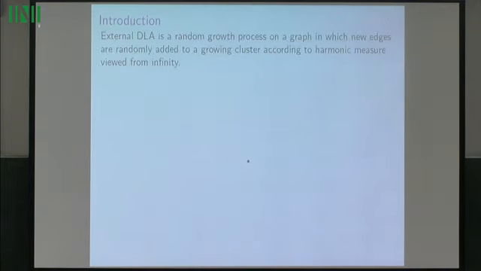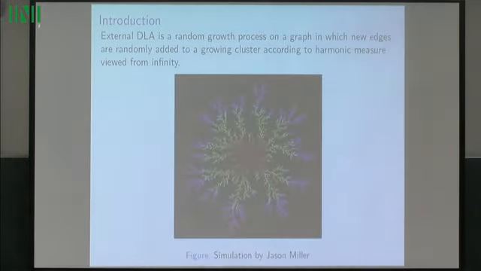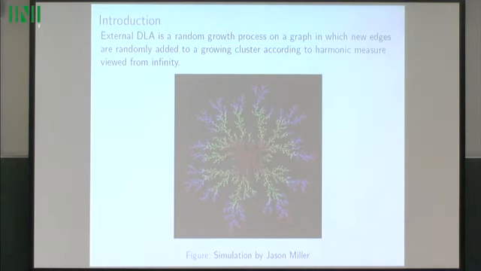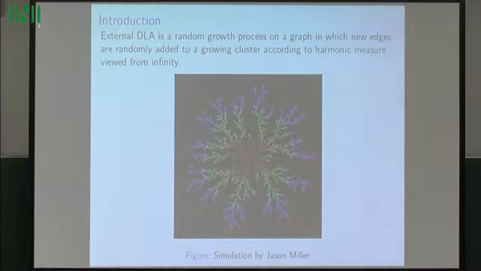Well, here I'm depicting it where the graph is Z2, and you start from a single vertex, and at each step I add an edge to my growing cluster according to a harmonic measure viewed from infinity. So I have my first edge, then a second edge adjacent to the first, third edge adjacent to the existing cluster, and so on. And I get something that looks like this, where in this simulation the edges are color-coded according to the times those edges were added.